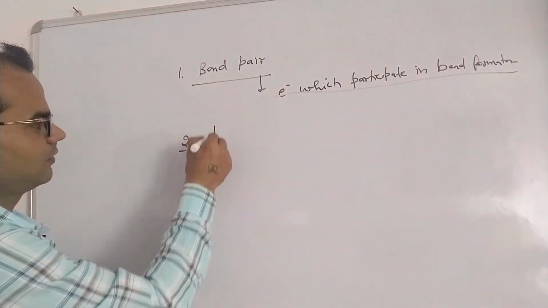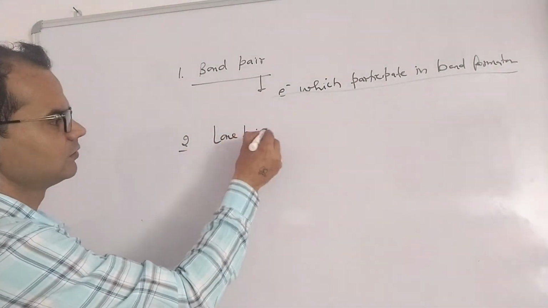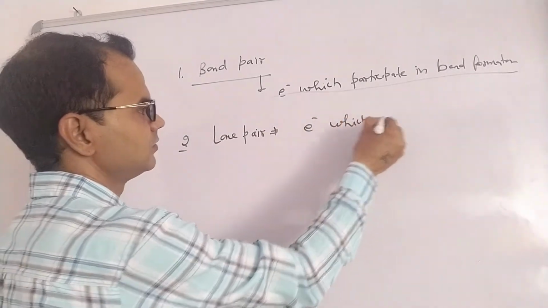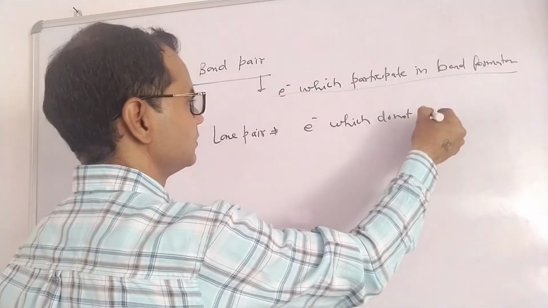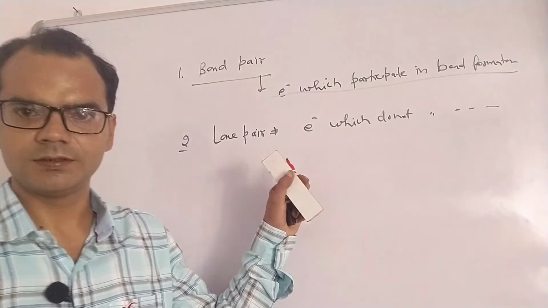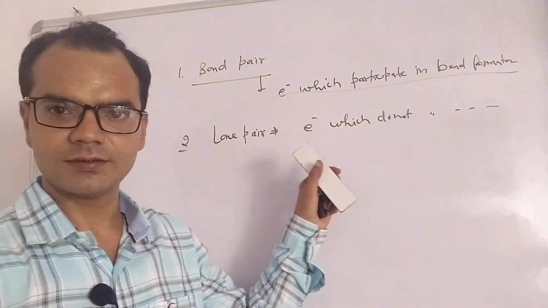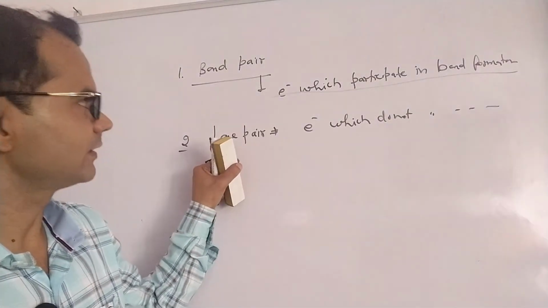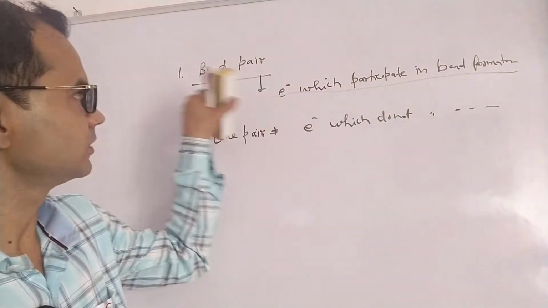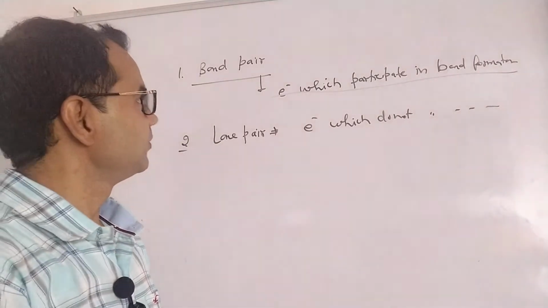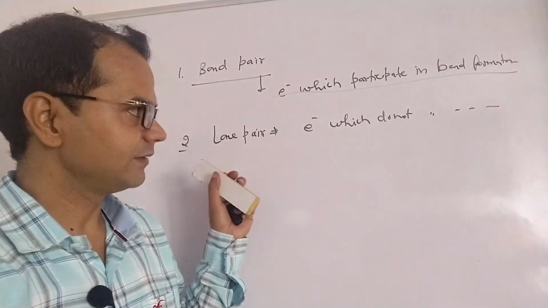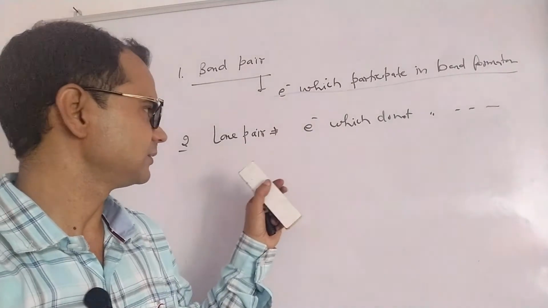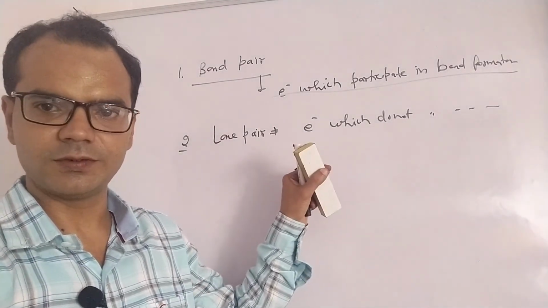Opposite of this, we have lone pair. Electrons which do not participate in bond formation, they are considered as a lone pair of electrons, and electrons which participate in bond formation, they are considered as a bond pair. In a competitive exam, question may be asked how many bond pair are present, how many lone pair are present in a given compound.